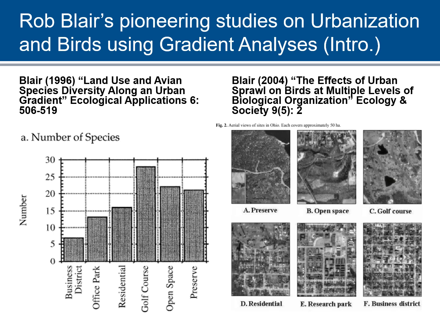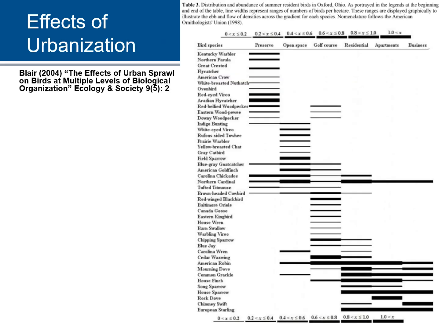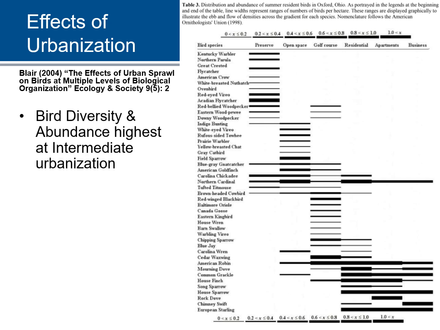And he did this in two places, in California and in Ohio, and compared what he found across the gradient. As you can see here, the number of species, and this is from the California study, was highest at intermediate levels of urbanization, so the golf course, open space, those sorts of areas. He also looked at the community composition within these areas. So bird diversity, as I said, was highest at intermediate levels of urbanization. Bird abundance was also highest at these intermediate levels, the residential, the golf course, the open space.